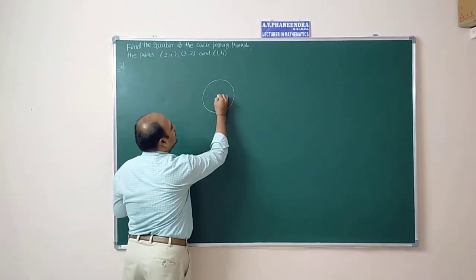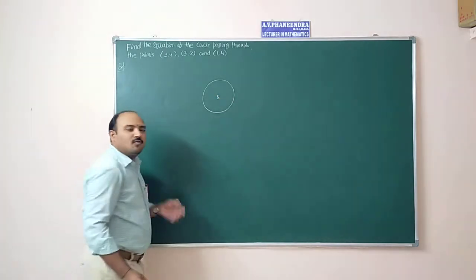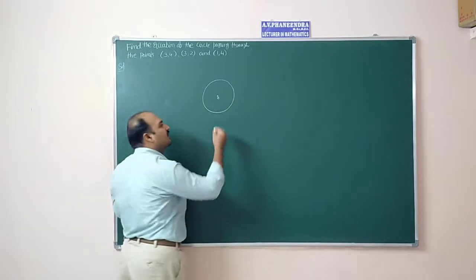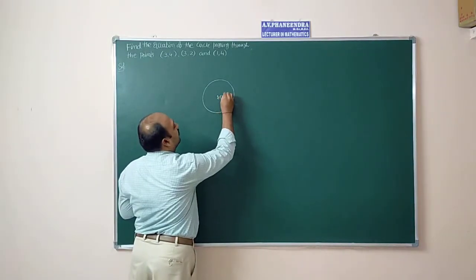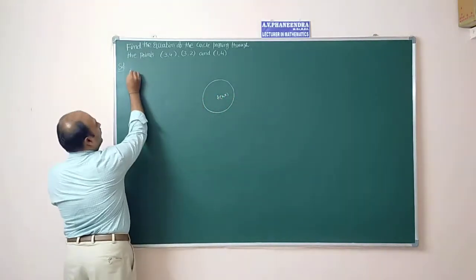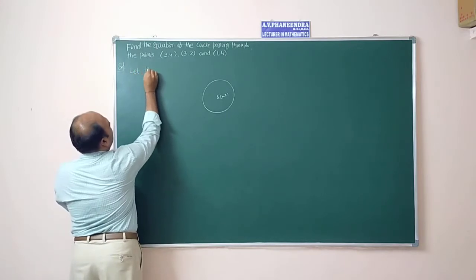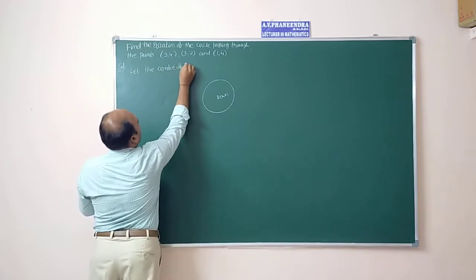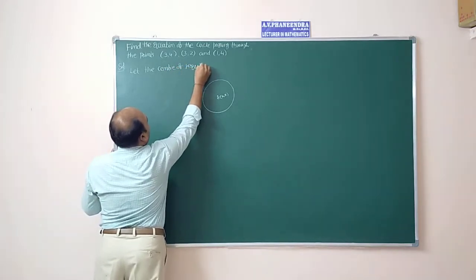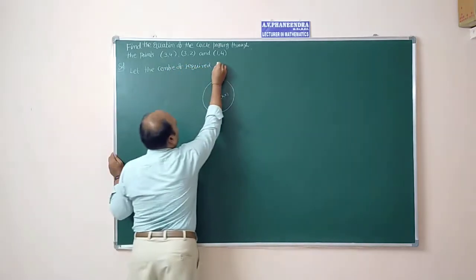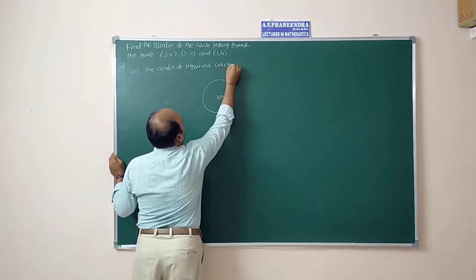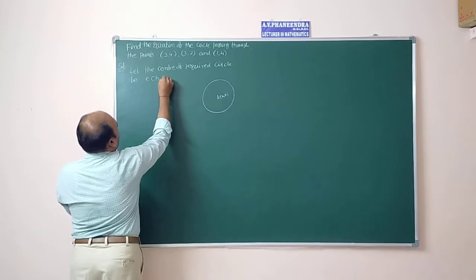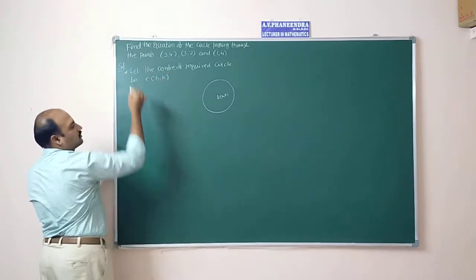Let us consider the circle center is either alpha comma beta or h comma k. Here I am considering h comma k. So let the center of the required circle be C of h comma k. This is the first point in the diagram.